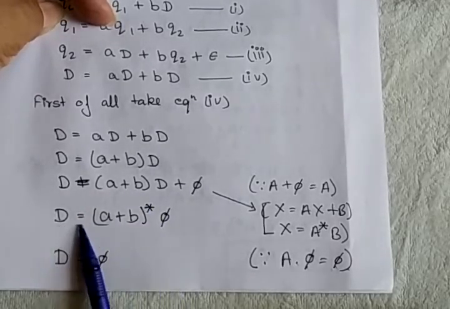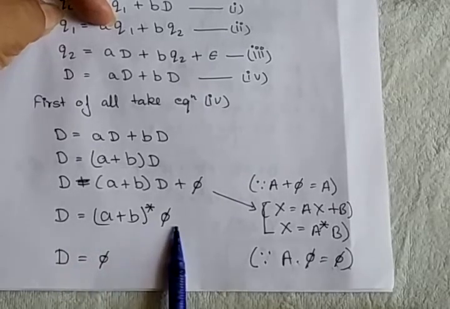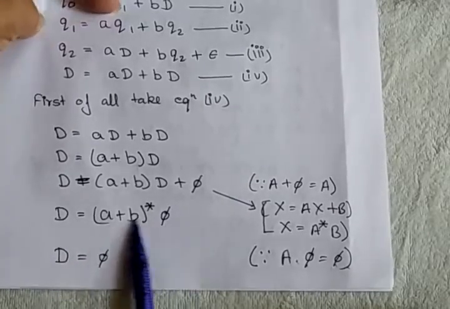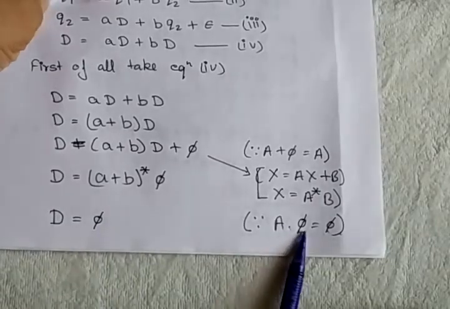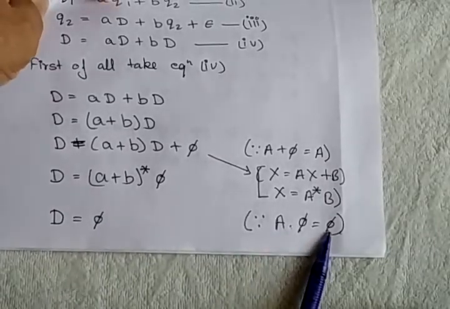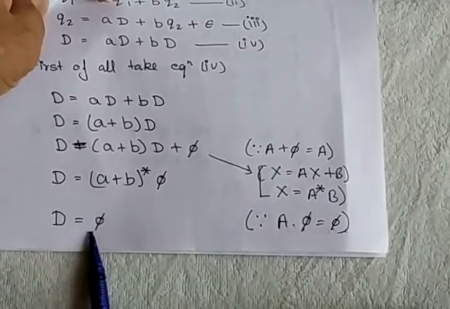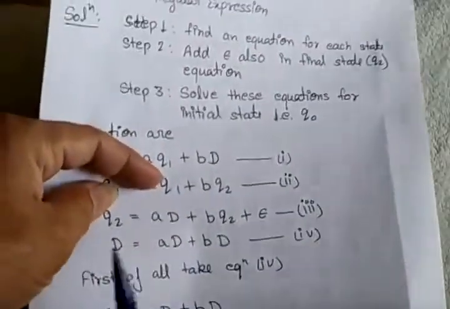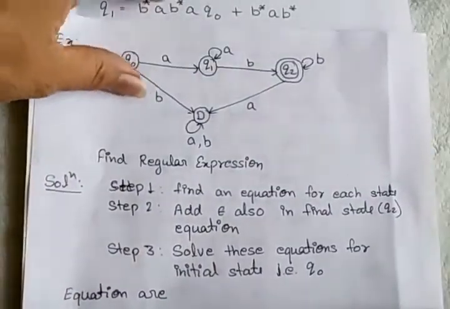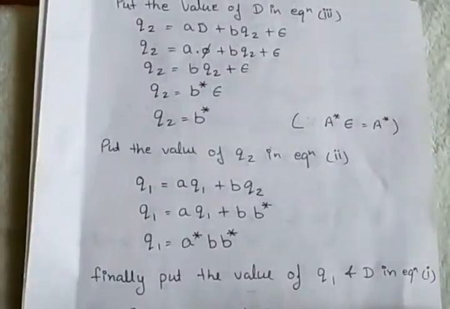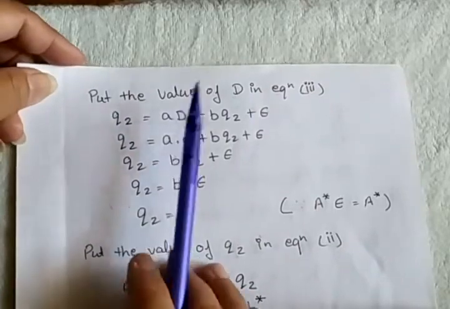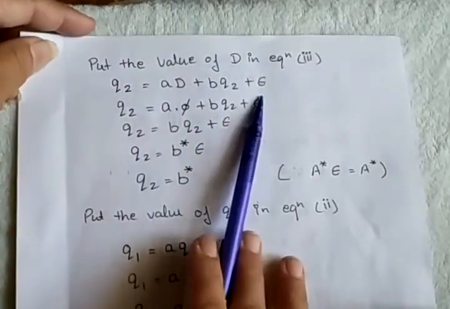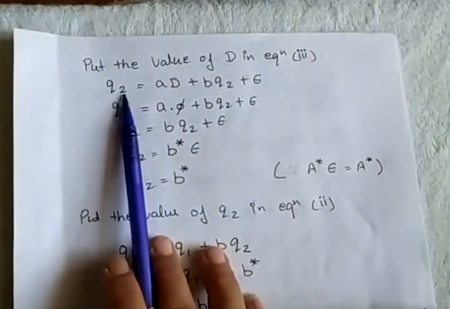Okay, so D is equal to (a plus b) whole star plus. But now ultimately this will become phi, because something dot phi is equal to phi, right? So the value of D is equal to phi. Now put this value of D in equation number 3. Then what will happen? This is the equation number 3.